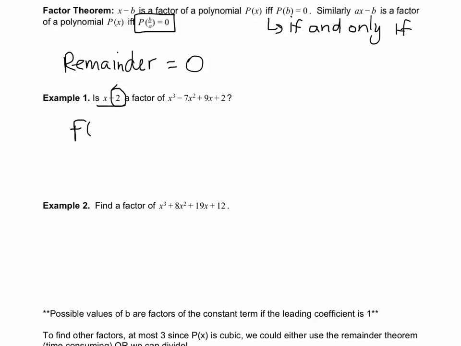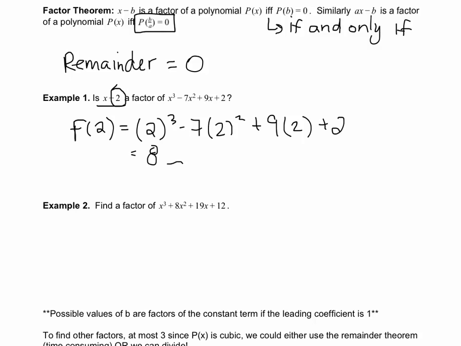For this example then, we're going to plug in f of 2 into our polynomial. We would have 2 cubed minus 7 times 2 squared plus 9 times 2 plus 2, which gives us 8 minus 28 plus 18 plus 2, and if we solve that, it gives us 0. Now, because we've got a 0, this means that x minus 2 is a factor of our polynomial.